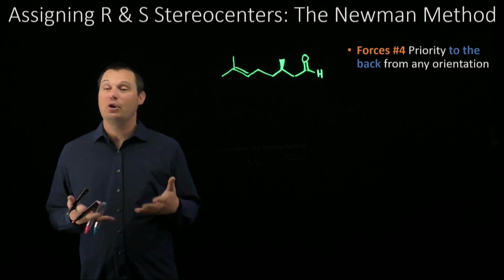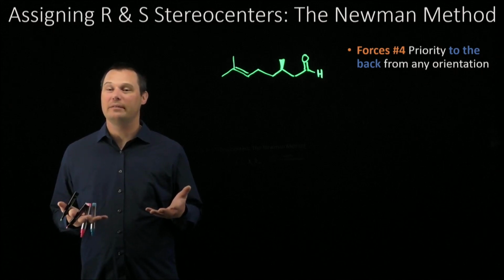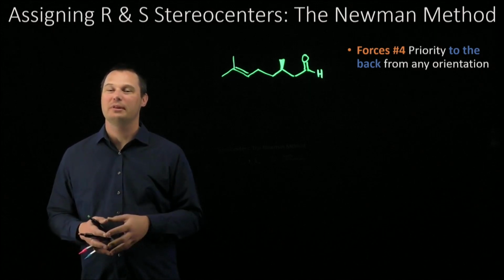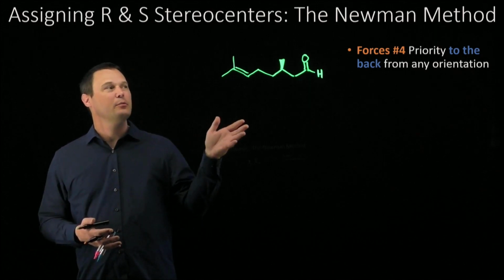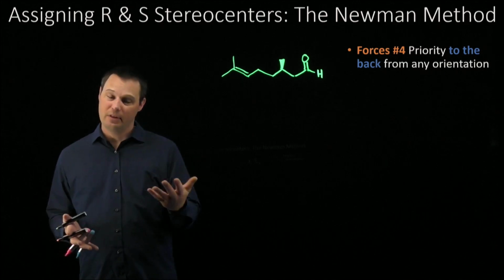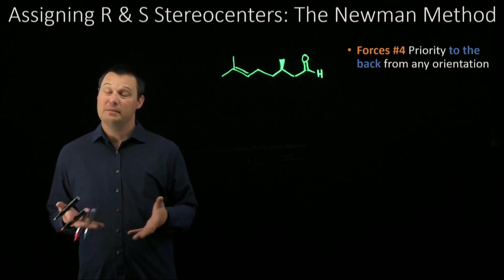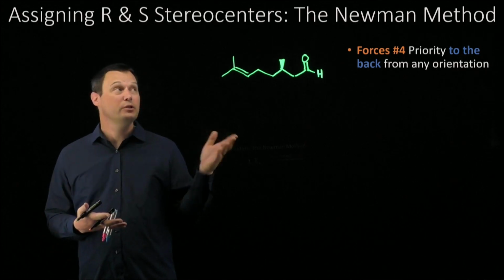This isn't the official OChemNinja method for assigning R and S stereocenters. That method is the A.R.C method that I invented, and I'll link to that method in the description below. This method always forces the number 4 priority group to be behind the molecule from any orientation, and having the number 4 group in the back is a prerequisite for assigning R and S stereocenters. All this method does is force that viewpoint using a Newman projection.